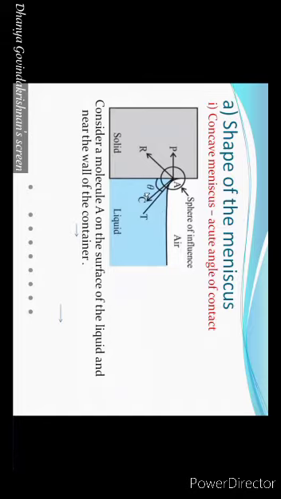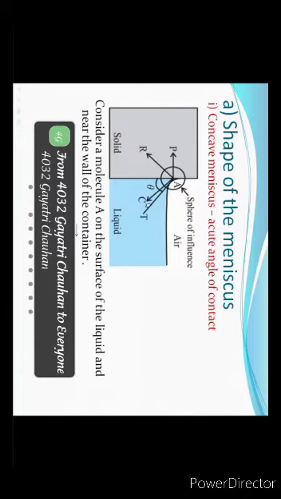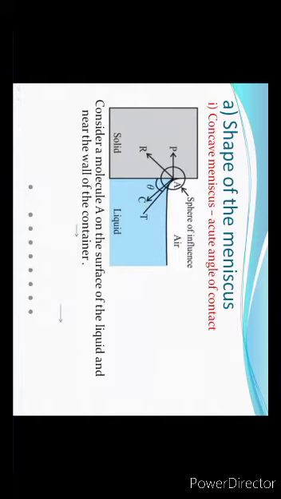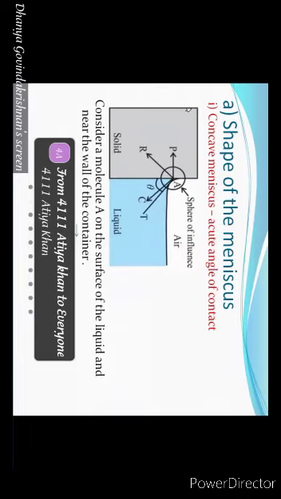Now this AP and AC form the two sides of a parallelogram. So you can apply the parallelogram law of vector addition and you get a resultant AR. This AR is within the solid. It shifts towards the solid. Why? Because AP is greater than AC. That is, the adhesive force between molecule A and the solid is greater than the cohesive force between A and other molecules. Because of that, the resultant will shift towards the solid.